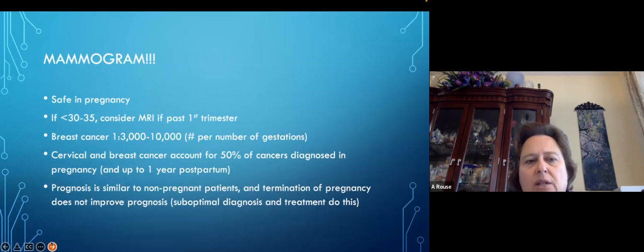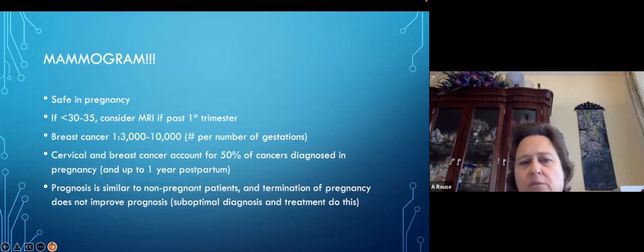It is safe in pregnancy. If they're less than 30 to 35 years of age, the breast tissue is probably too dense for a mammogram to be very valuable. So if they're past the first trimester, you might want to opt for an MRI as an alternative.